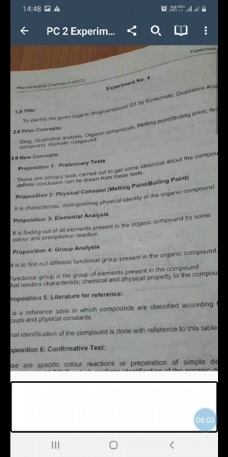Then the next step, after group analysis, is functional group detection. That means by this test you will be finding out which particular functional group is present in your compound. Whether a COOH group is present, whether a hydroxy group is present, whether an aldehyde is present, whether a ketone is present. So likewise, which particular functional group is present in your compound, you are able to find out by this test.